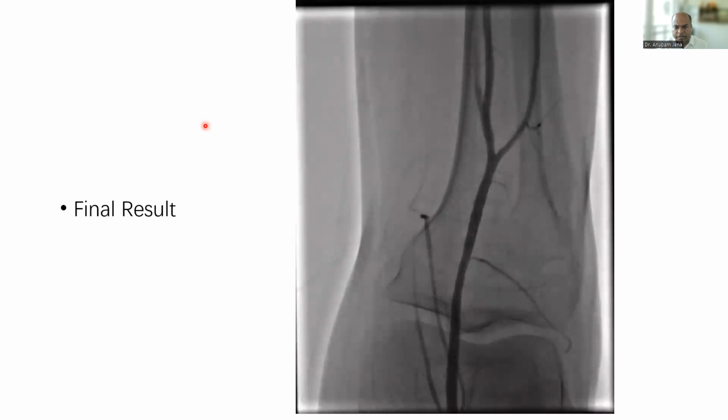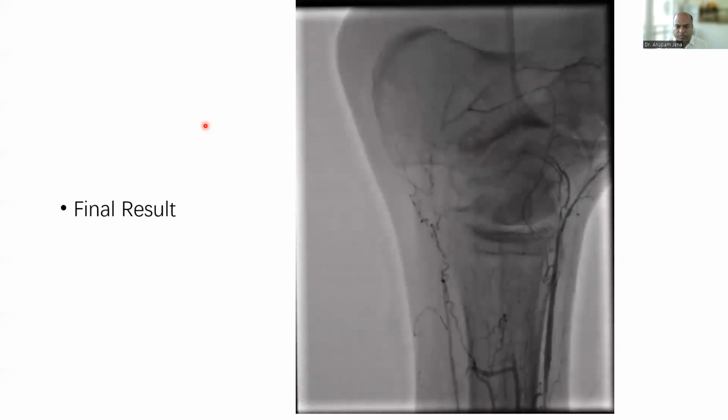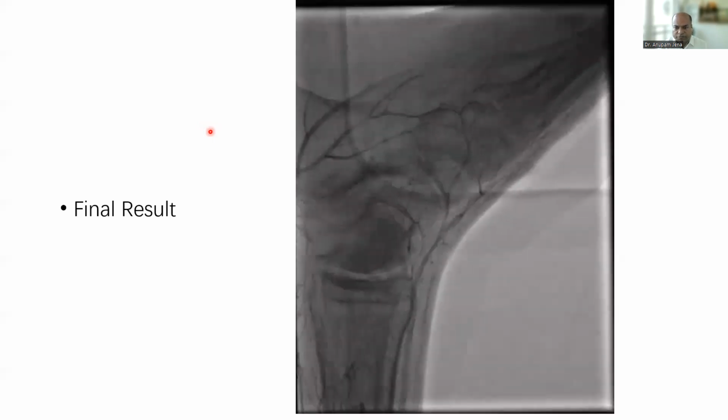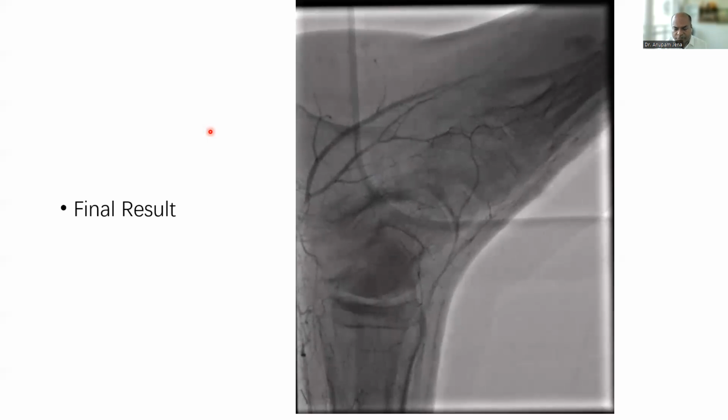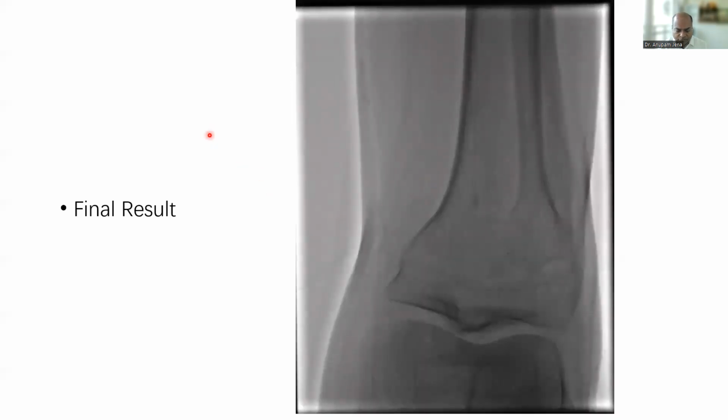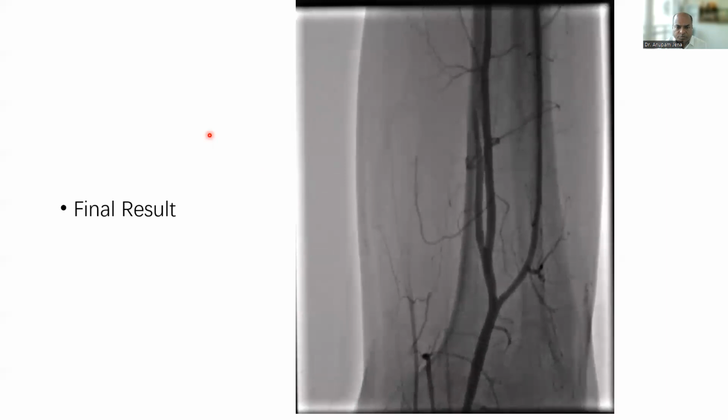And this procedure actually helped the patient, with the help of our plastic surgery colleagues and with the help of our wound care specialists, so this wound could be resolved and the patient improved symptomatically after these peripheral interventions.